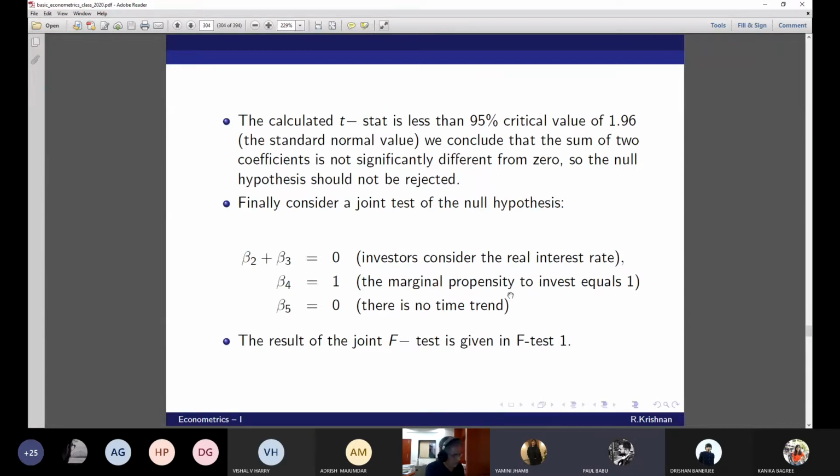The T stat in the table is always for 0. Yamini, we are checking for beta 5 equal to 0. No. This is what you have to be very careful about. The T stat that the table has given you is all for 0. Okay. By default, computer packages give you the T stat for the coefficient of significance equal to 0.